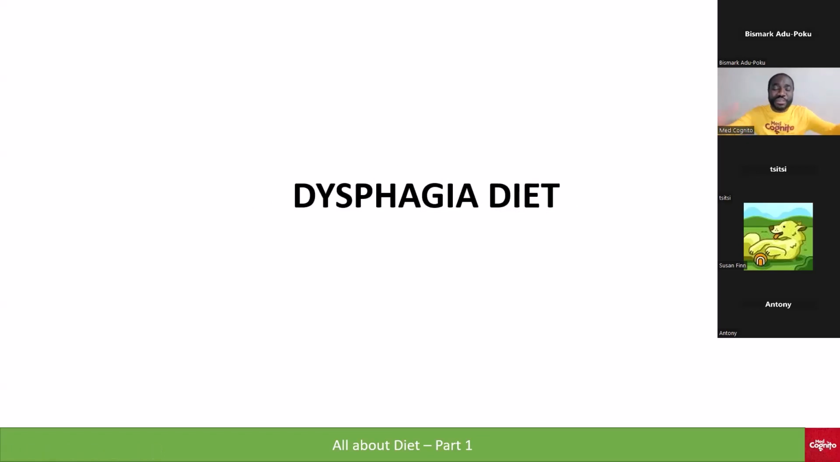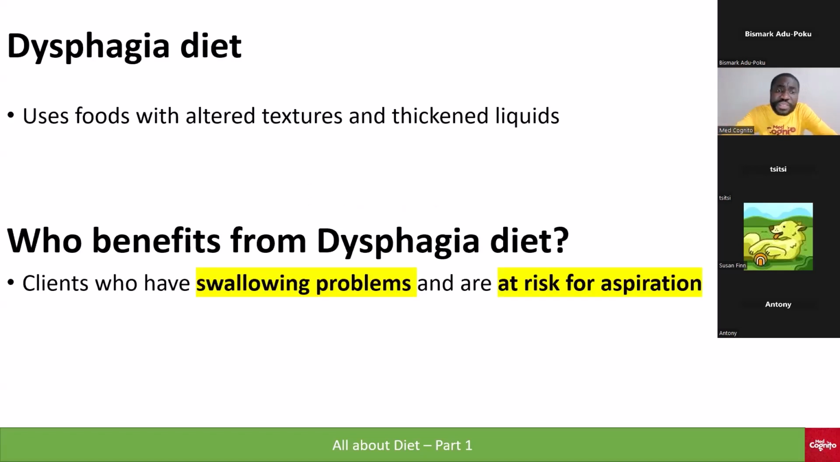So now let's go to dysphagia diet. Look, as we go through this, make sure you are taking the points one by one because we'll be doing the mock after the class. Okay. Dysphagia diet. So, dysphagia diet uses foods with altered textures and thickened liquids.